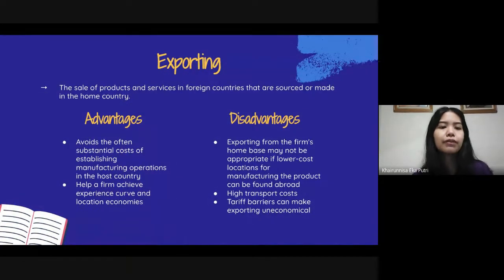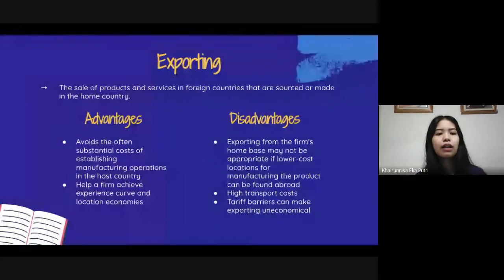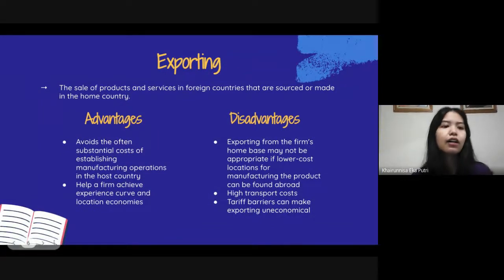And also they have disadvantages. First, exporting from the firm's home base may not be appropriate if lower cost location for manufacturing the product can be found abroad. Second, high transport costs can make exporting uneconomical. Three, tariff barriers can make exporting uneconomical. The threat of tariff barriers by host country government can make it very risky.